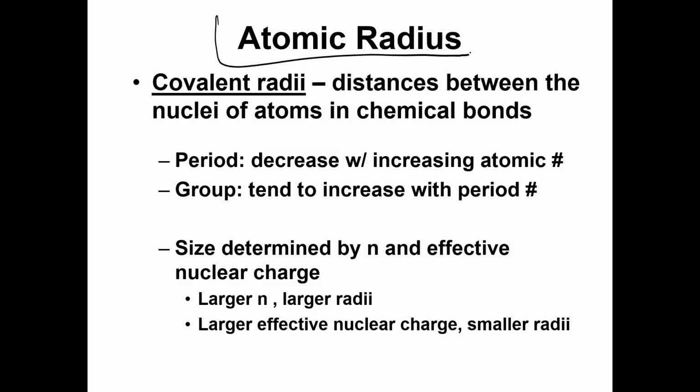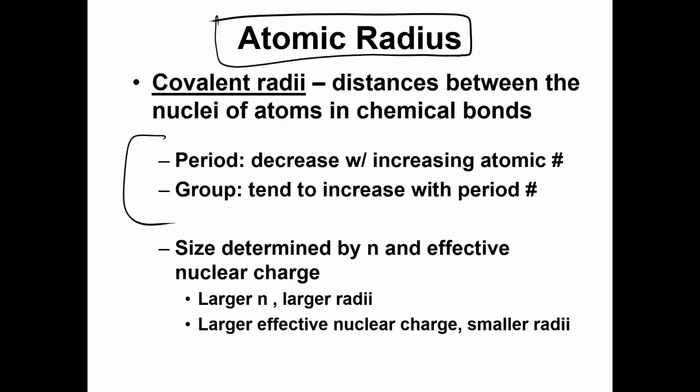So the atomic radius decreases as effective nuclear charge increases. So atomic radius actually decreases within a period. So lithium is larger than beryllium. Beryllium is larger than boron, and the smallest one is neon, because effective nuclear charge just pulls everything in. So you see a decrease within a period, but an increase within a group. Okay? So that's what we have here.